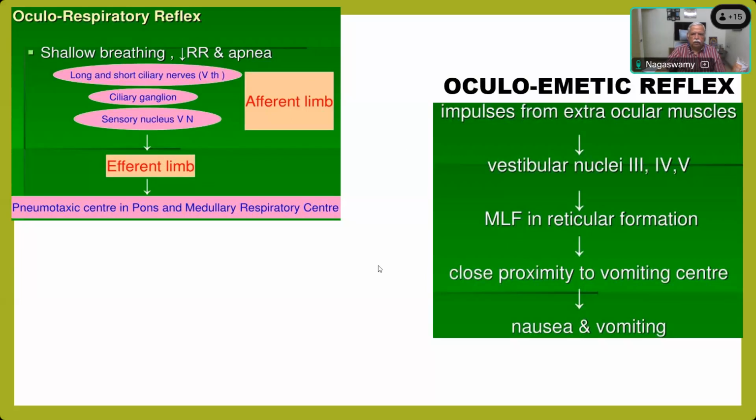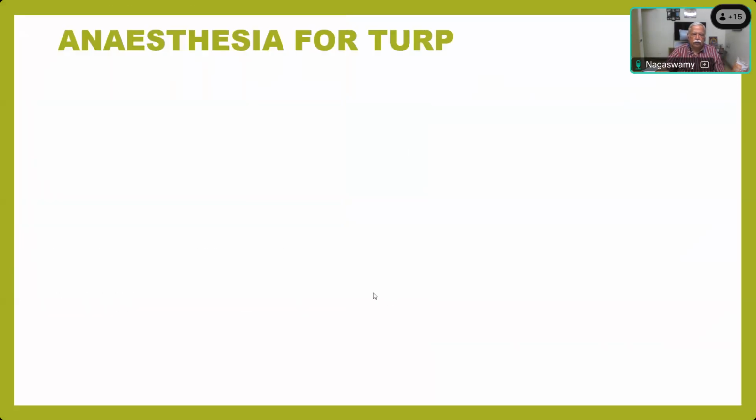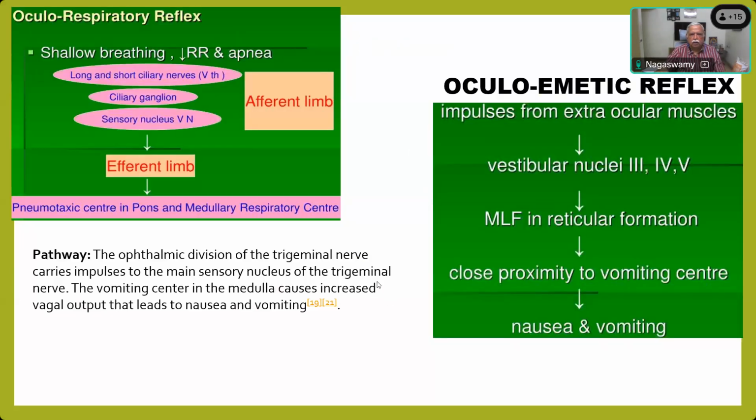The oculoemetic reflex, again the same pathway, goes to the vestibular nuclei and the medial reticular formation, in close proximity to the vomiting center, causing nausea and vomiting. So these are all the pathways for the three reflexes: oculocardiac, oculorespiratory, and oculoemetic.